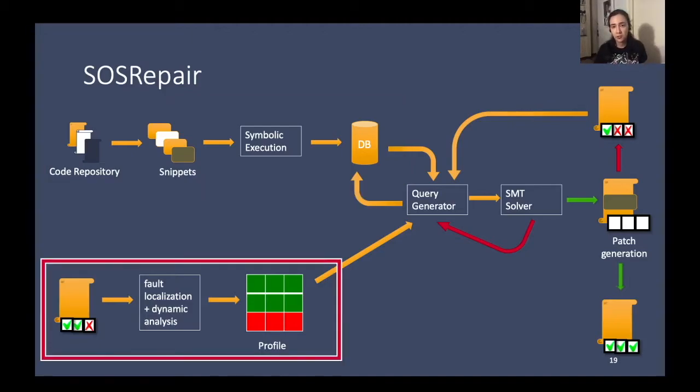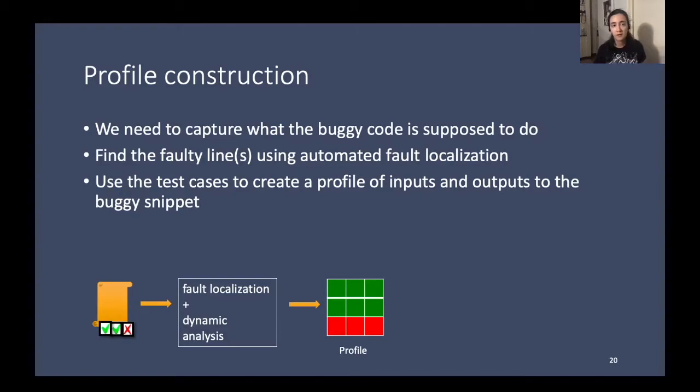So now that I talked about the code snippet generation, I am going to talk about the profile construction. In this step, we want to capture what the buggy program is supposed to do. We first need to find the faulty line or lines using automated fault localization. And then we use test cases to create a profile of inputs and outputs to this buggy snippet of code.